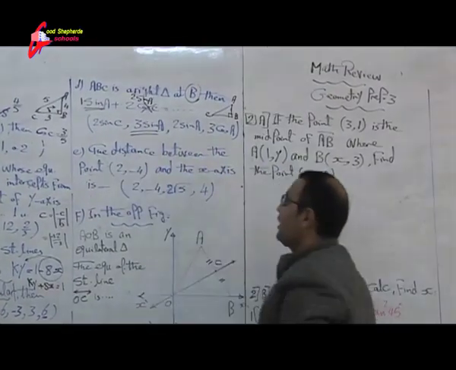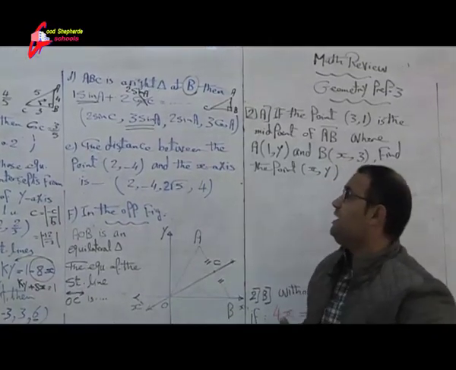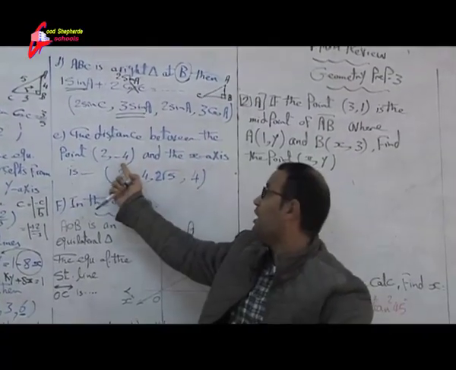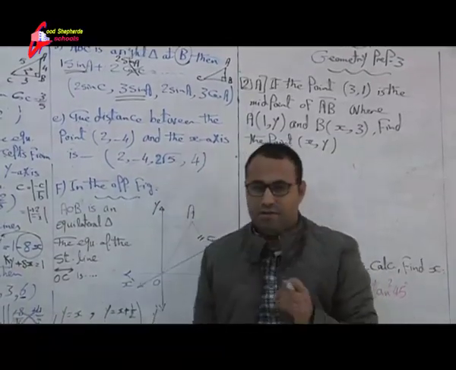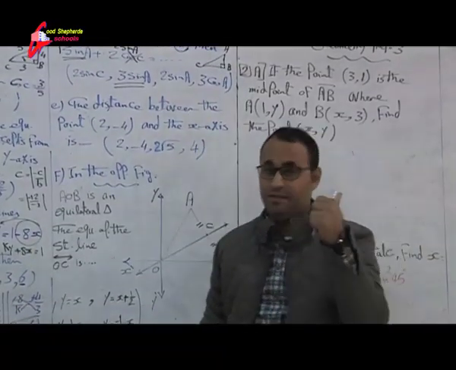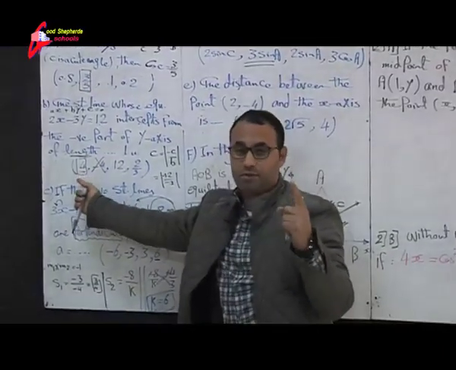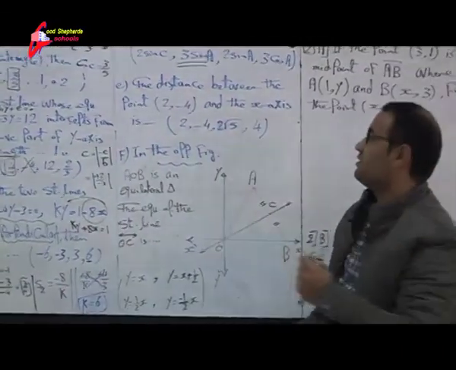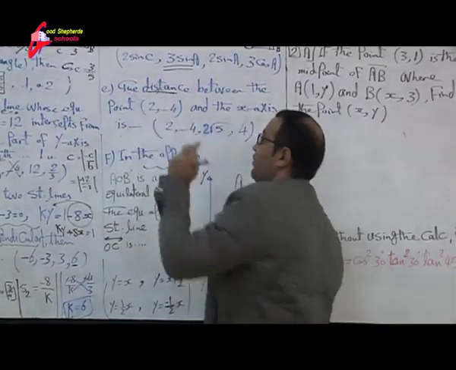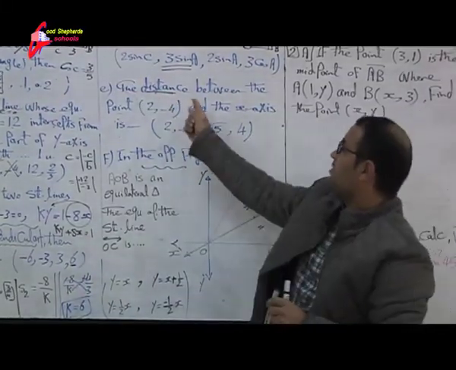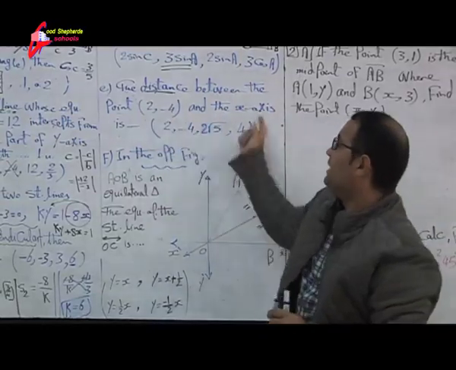This is the right choice. The distance between the point (2, -4) and the x-axis. I said previously that length takes the positive part, the positive length. Length and distance, those two words are very important. Okay, the distance between the point (2, -4) and the x-axis.